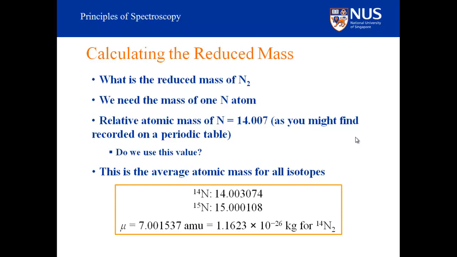But I've tricked you here. In fact, of course, we wouldn't see a spectrum for dinitrogen because it's homonuclear. It doesn't have a dipole moment. But we can see this effect for something like carbon monoxide. The bottom line here is that you cannot use the relative atomic masses. You must use the isotopic masses.